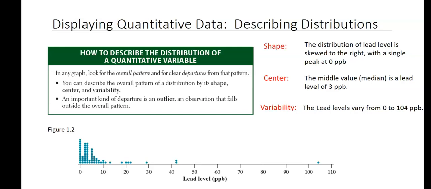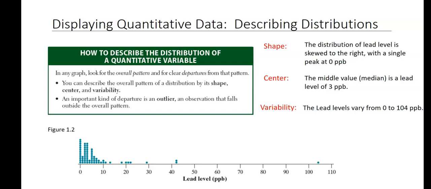The lead levels vary from 0 to 104. So that's a very rudimentary kind of variability. We're going to talk later more about IQR, interquartile range. Standard deviation is a measure of spread. Even range is a measure of spread as well. But just think of variability as a measure of spread, or how much it varies.